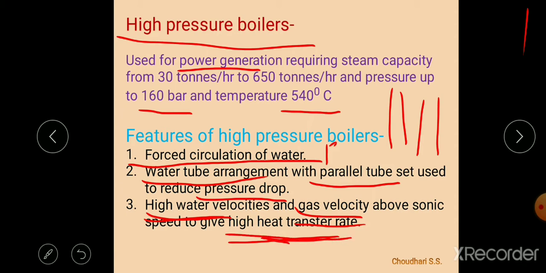So these are the three features. First, forced circulation is used, natural circulation is not used. Second, water tube arrangement is used. Third, high water velocities by the pump and high gas velocities are used.